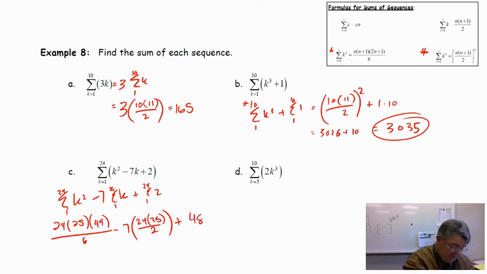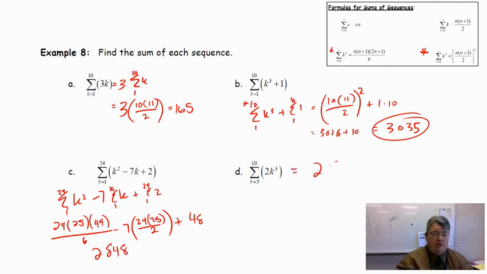Okay, if I put those all together, 24 times 25 times 49 divided by 6 minus 7 times 24 times 25 divided by 2 plus 48. I just typed that on my calculator. I get 2,848. Okay, this one, another one.